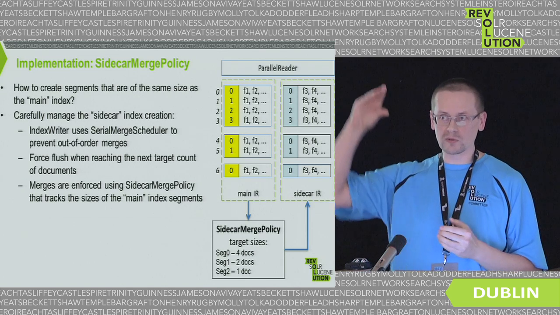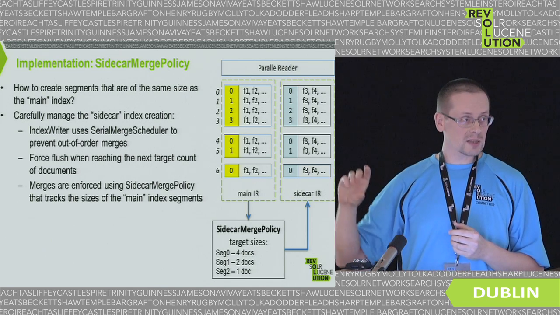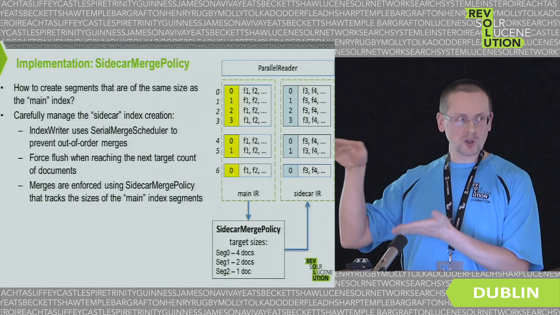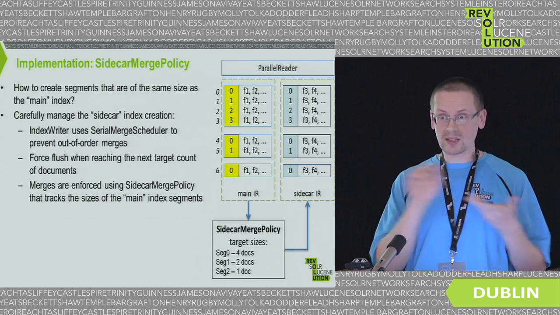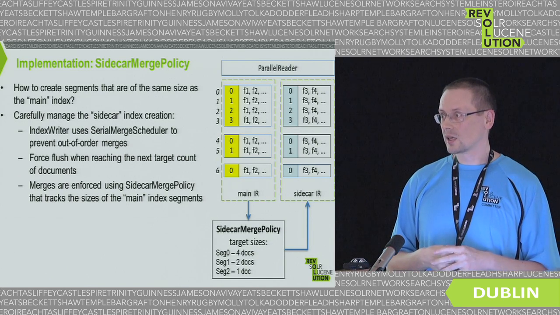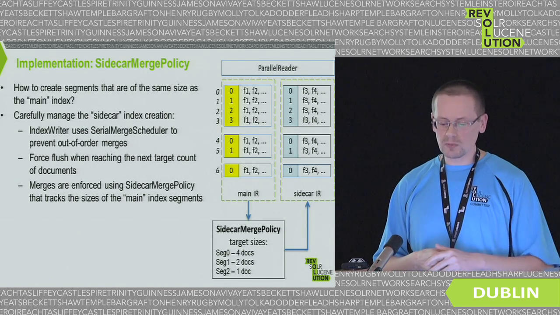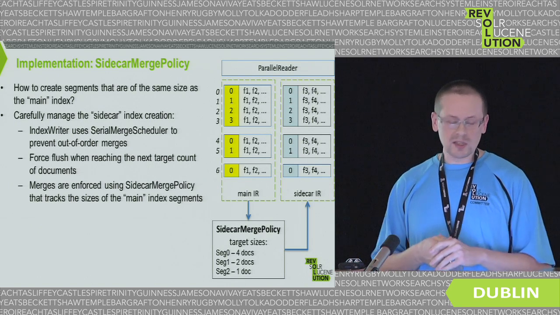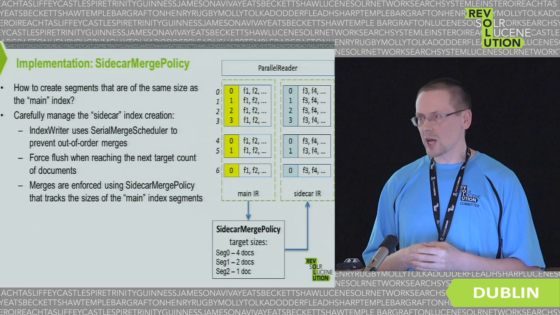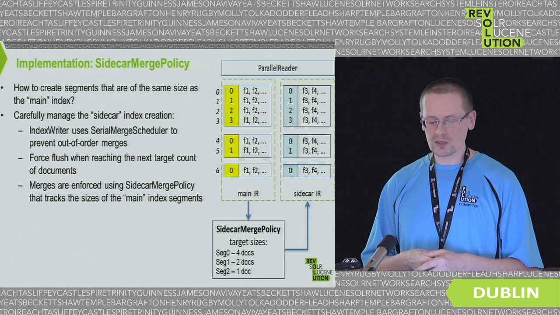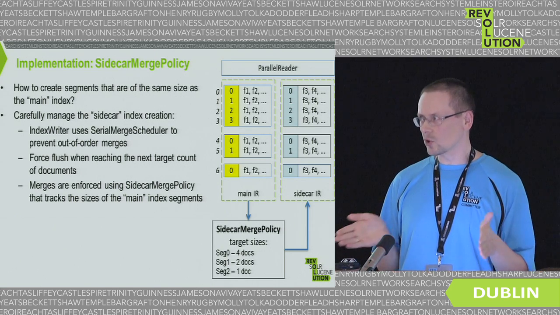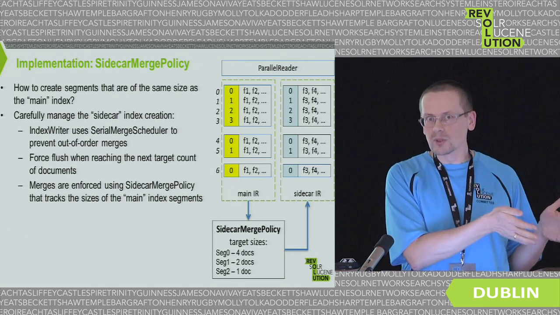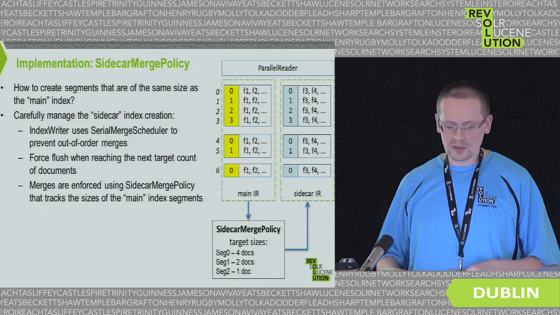It consists of consecutive segments that were initially created, and consists of the number of documents that we want, that matches exactly the number of documents in the corresponding segment in the main index. So this sidecar merge policy takes care of that. It manages these merges so that the final number of documents per segment reaches the same targets as retrieved from the main index.